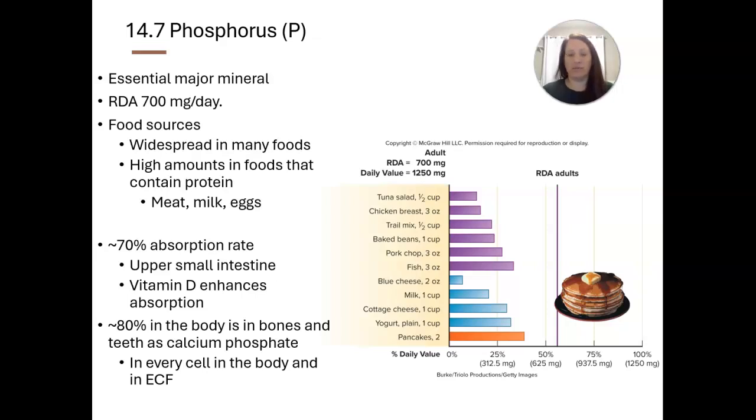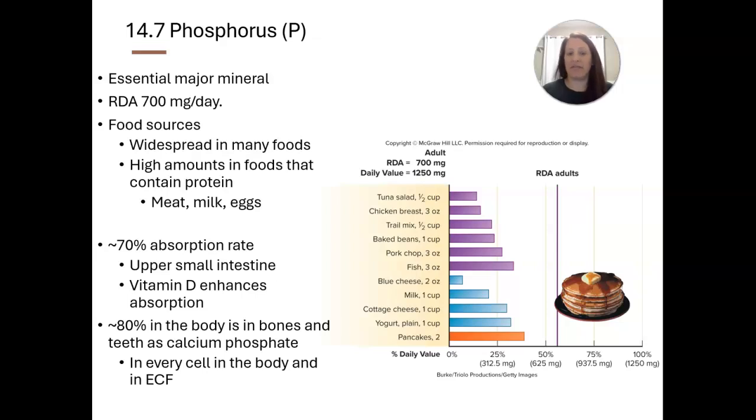Food sources: widespread, found in many different types of food. High amounts in foods that contain protein. So milk, fish, meat, eggs are all going to be great sources. Beans. This has about a 70% absorption rate. It gets absorbed in the upper small intestine. And again, here, vitamin D enhances the absorption of phosphorus.